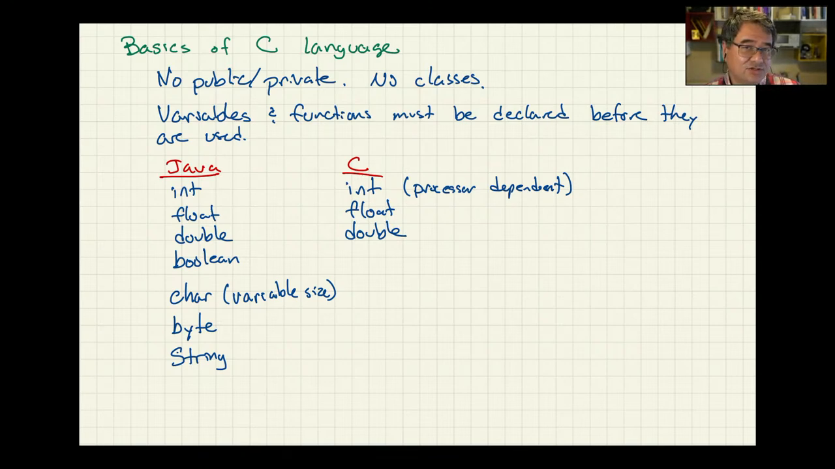Boolean. In Java, you've got Boolean. What do you have for C? You don't have a Boolean type, at least not in the standard C language. There is an auxiliary file you can bring into your program that will define what looks like a Boolean, but behind the scenes, it's just actually an int or a character. So that gives you the ability to use the word Boolean, but really it's just an alias for int.